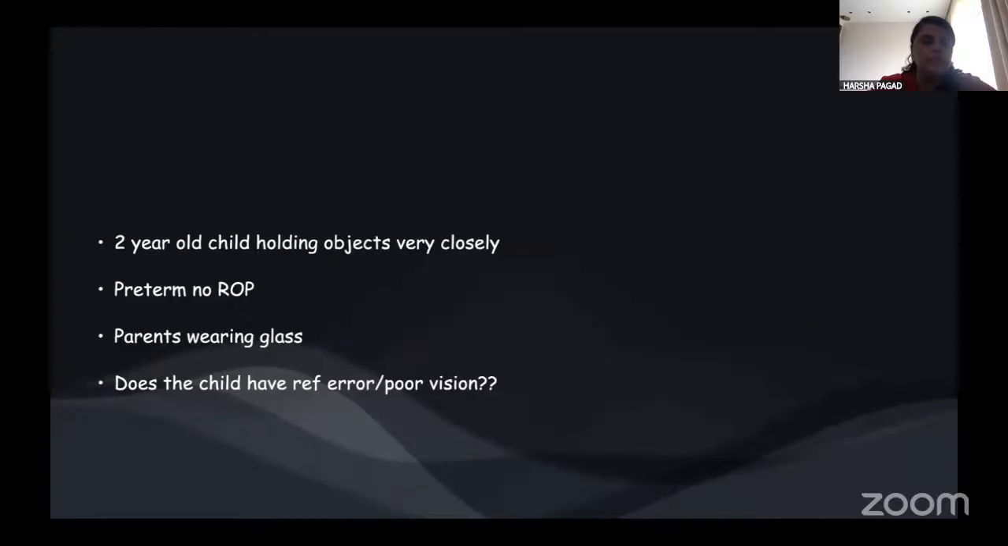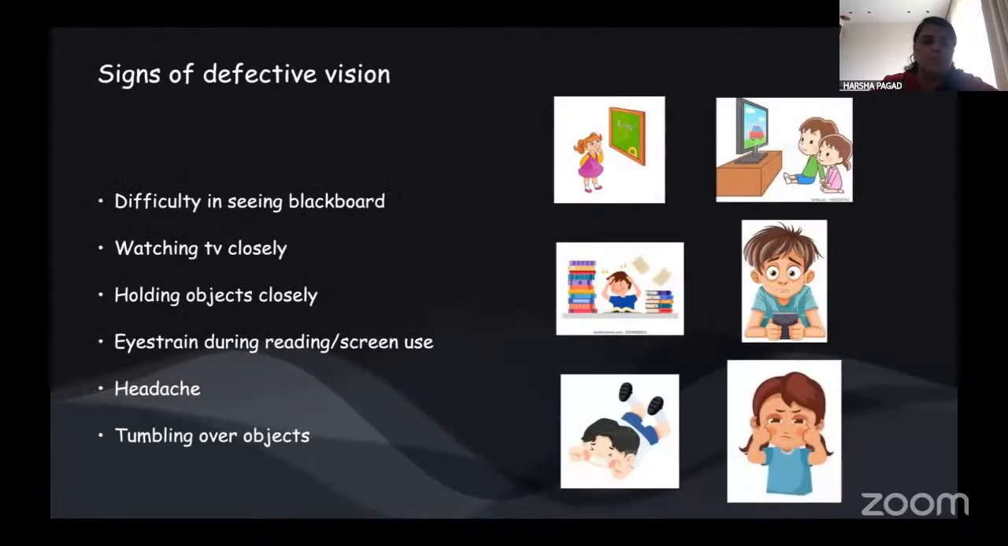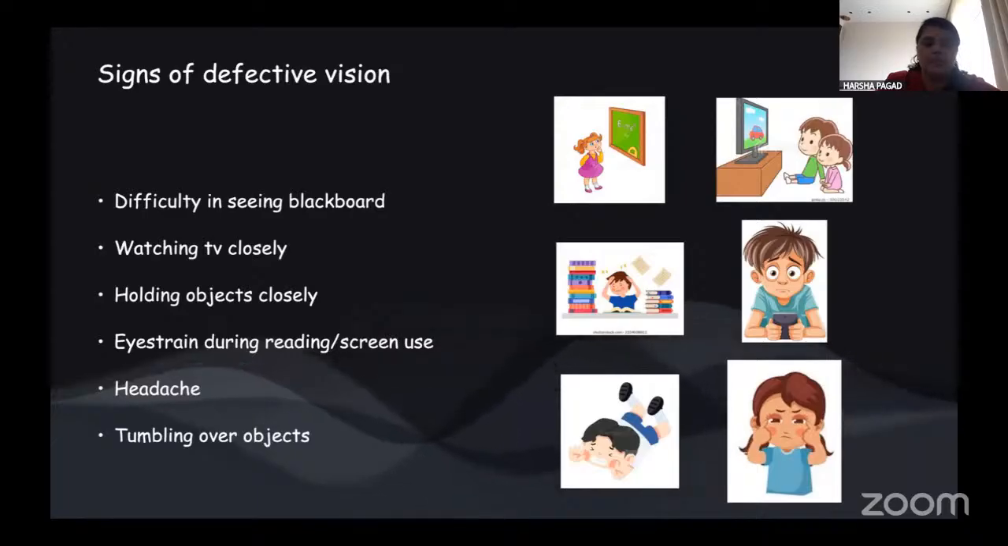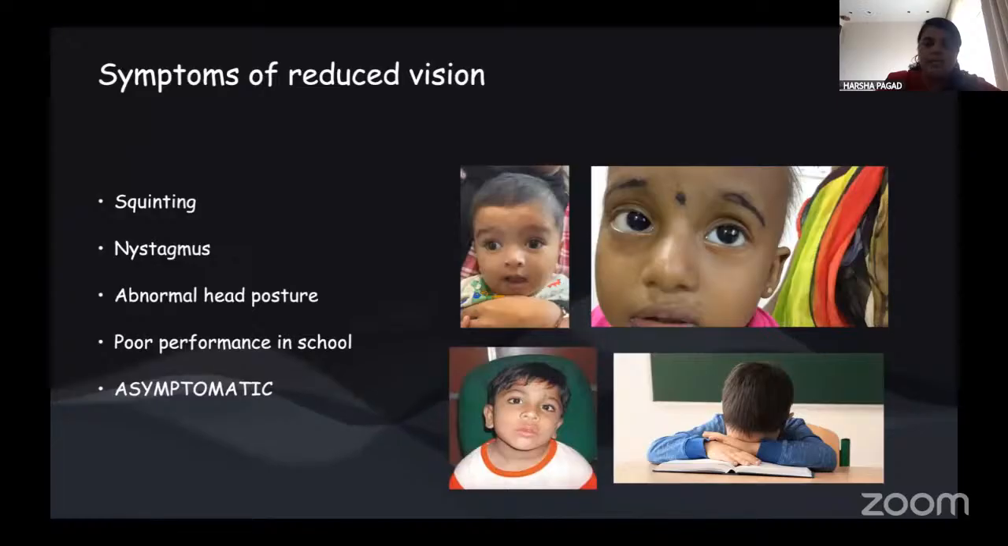So the next scenario is of a 2-year-old child holding objects very closely. It's a preterm child. There's no ROP. Parents give history of wearing glasses. Does the child have refractive error or poor vision? Yes, so these are the common complaints which they come with: difficulty seeing the blackboard, holding objects closely, eye strain, headache, and stumbling. The other symptoms of reduced vision, which could be indirect evidence, could be squint, nystagmus, child keeping an abnormal head posture, poor performance in school, or could be totally asymptomatic.